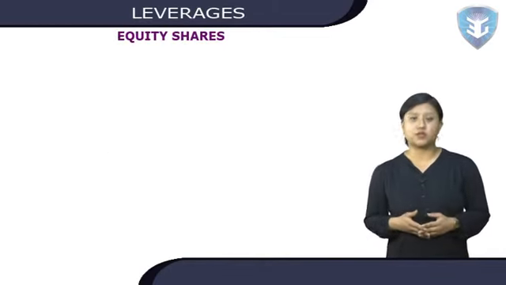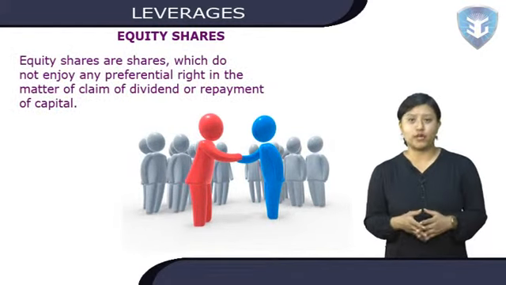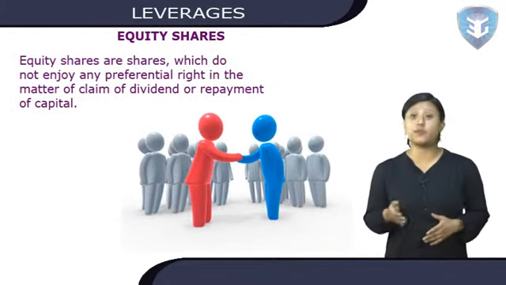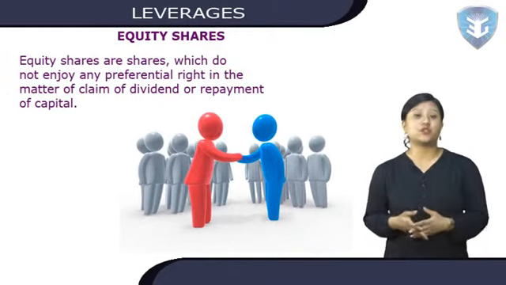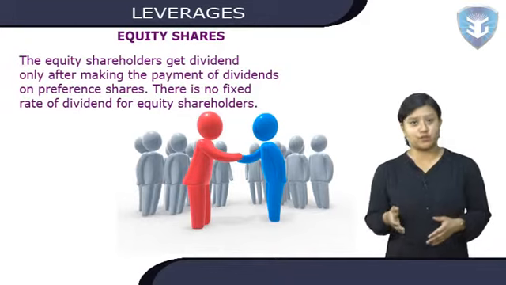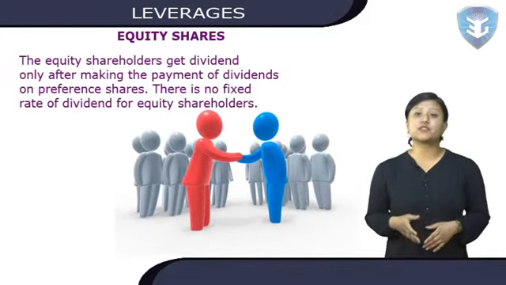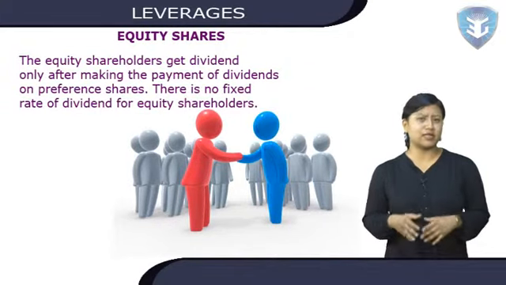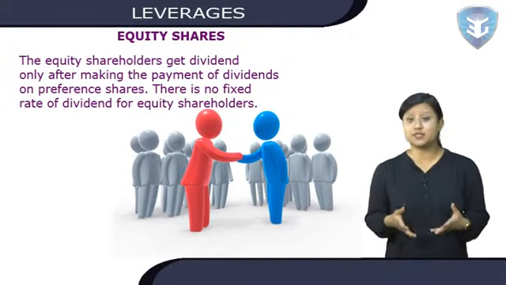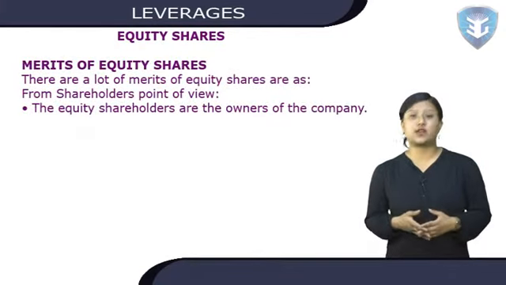Now we talk about equity shares. Equity shares are shares which do not enjoy any preferential right in the matter of claim of dividend or repayment of capital. The equity shareholders get dividend only after making the payment of dividends on preference shares. There is no fixed rate of dividend for equity shareholders. The rate of dividend depends upon the surplus profits. In case there are good profits, the company pays dividend to the equity shareholders at a higher rate. The merits of equity shares.